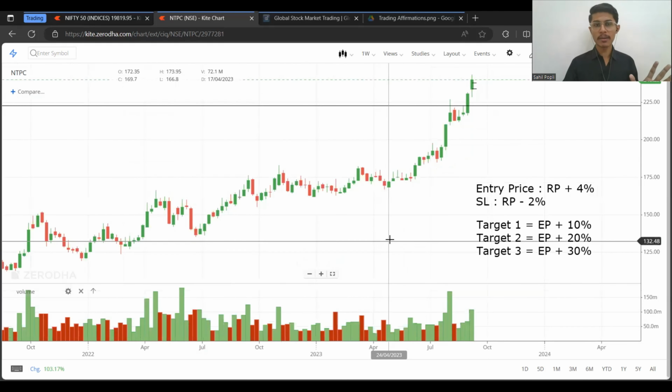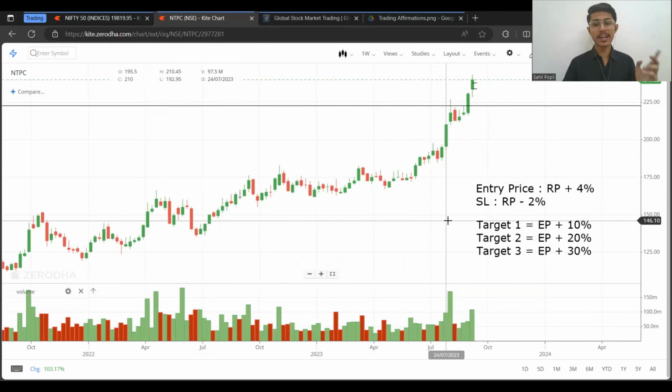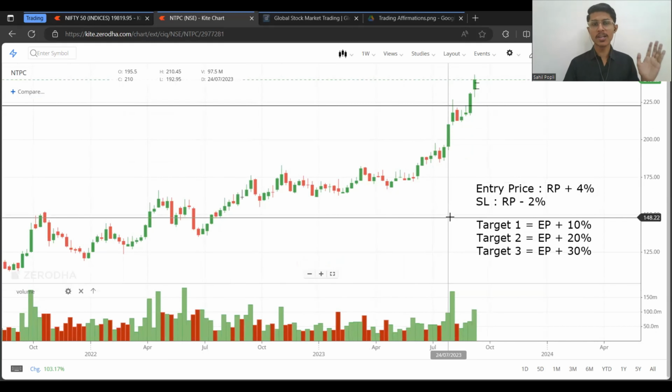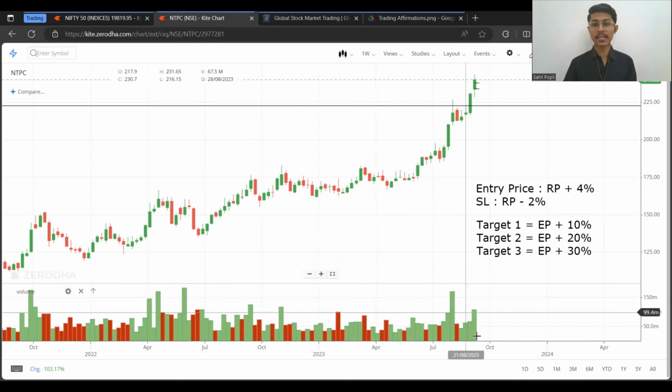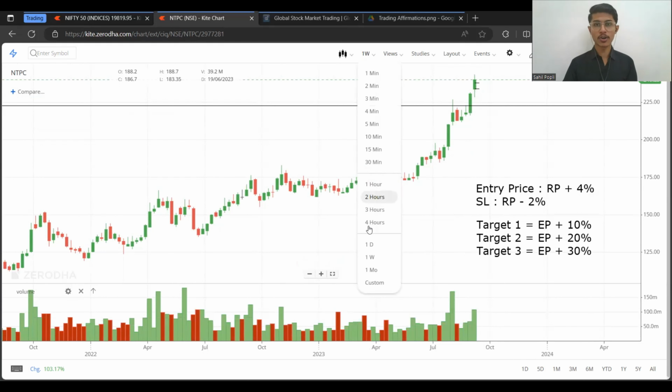So if we look up at the weekly time frame, at this point of time you can even apply Bollinger Bands and RSI as well. But as of now, let's just keep it simple. On the weekly time frame as well, it is giving proper candle formation. The frequency of green candles is very good as compared to red candles. Volume is also increasing, which is also a very good sign.